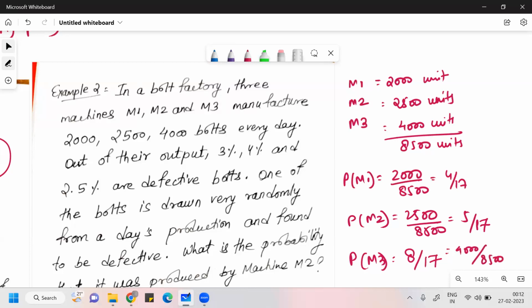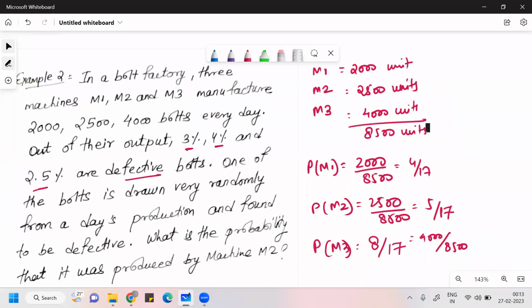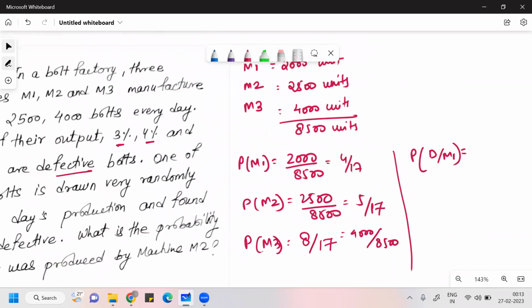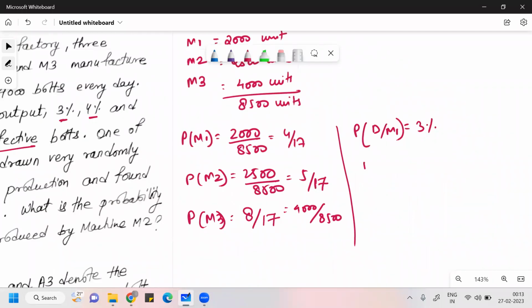In case you do not understand, three machines are there. They manufacture this many bolts. So the probability you choose machine M1 is 4 by 17, you choose machine M2 is 5 by 17, you choose machine M3 is 8 by 17. And then out of the output, 3%, 4%, and 2.5% are defective. So what is the probability that you choose a defective component from M1? That is 3%. The probability that you choose a defective component from machine M2 would be 4%. The probability that you choose a defective component from machine M3 would be 2.5%. Clear everyone?